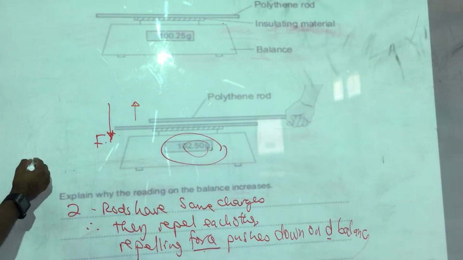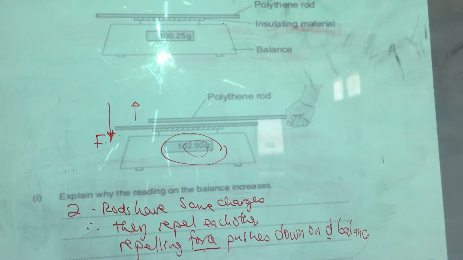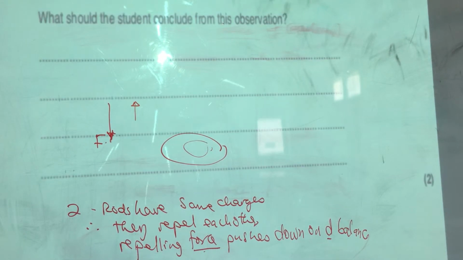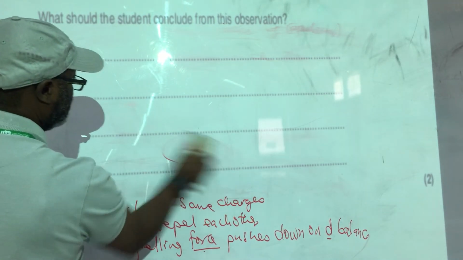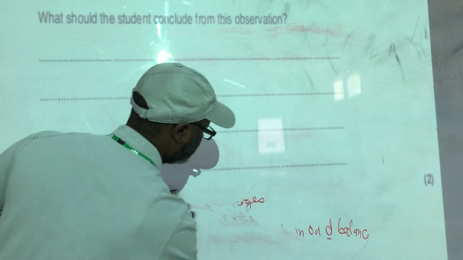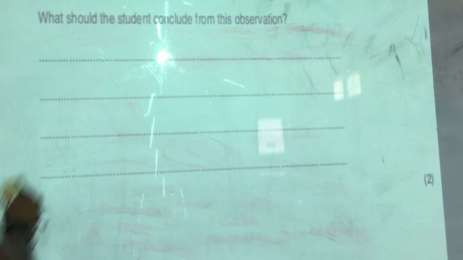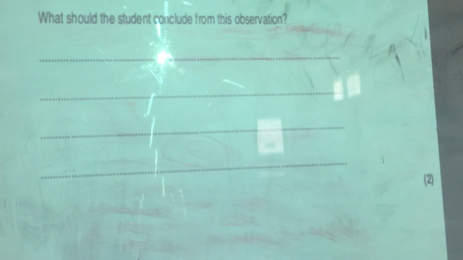Don't forget, even if you have a mass, this is approximately 1 Newton. You can convert it to weight. And that is how we answer this kind of question. And the final part of this particular example is what should be the conclusion of the student from this particular experiment.